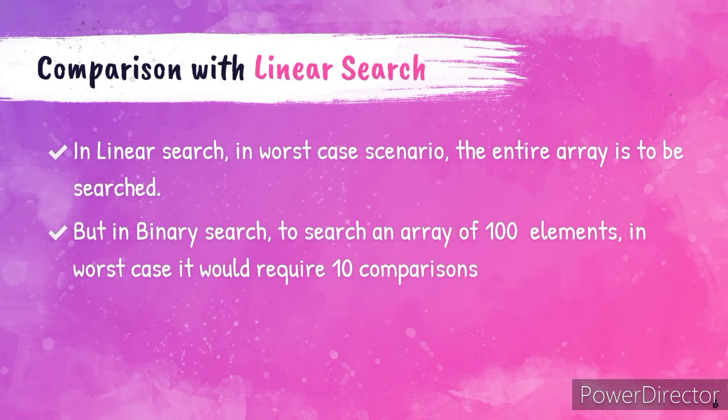In case of linear search, in the worst case scenario, the entire array is to be searched. If the value you are searching for is the last value or does not exist in the array, then you have to search all the values. So if it is an array of 100 or 1000 elements, you have to search all 100 or all 1000 elements. But in case of binary search, because it divides the array into two halves at the end of every unsuccessful search, to search an array of 100 elements, in the worst case it would require a maximum of 10 comparisons, not more than that.